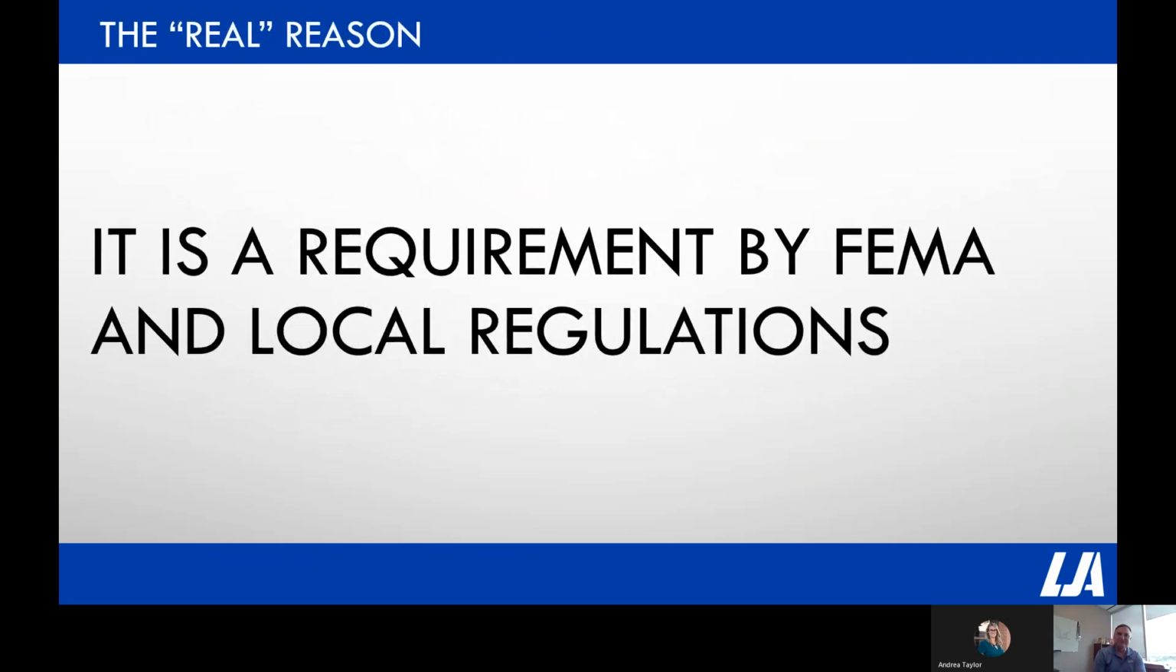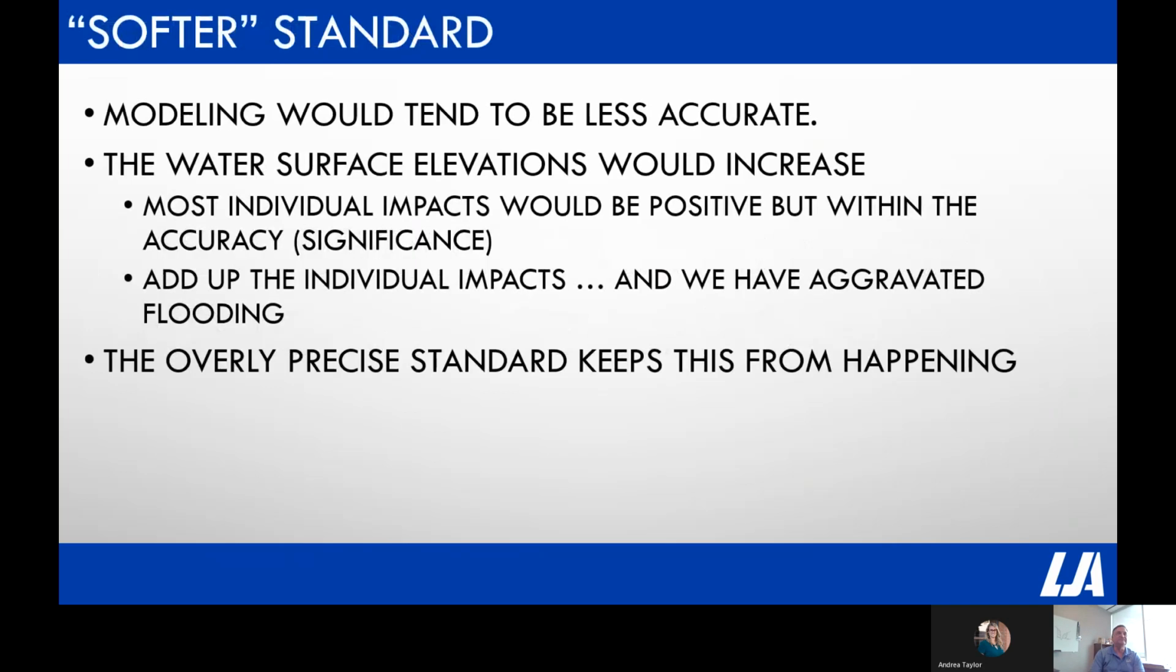Well, the real reason we do this is it's federal law. It's in 44 CFR 60.3 that if I do a no-rise certification, I cannot cause a loss or an increase in water surface elevation greater than 0.00 feet. So that's where that 0.01 foot requirement comes from.